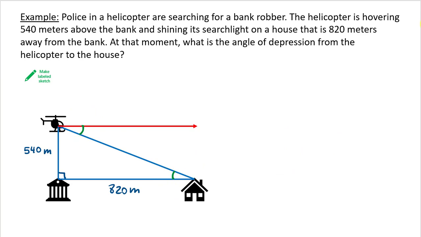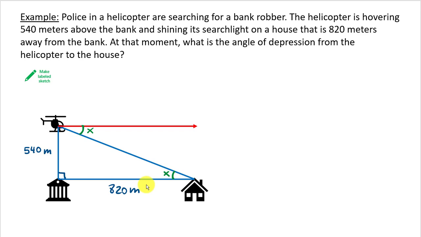So if we label the angle that we need to find, the angle of depression, with x, it's going to be equal to this angle here, which is actually the angle of elevation, right? So now we can use this right triangle to find x. Let's see what we know. It looks like we know the side that's opposite to angle x and the side that's adjacent to angle x.